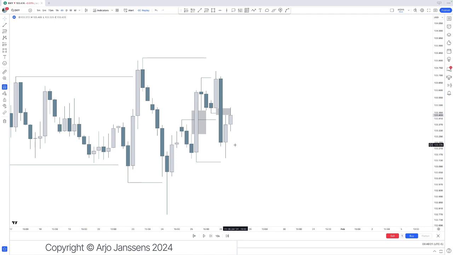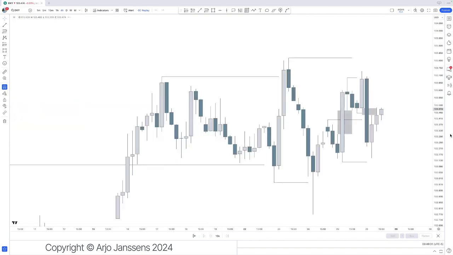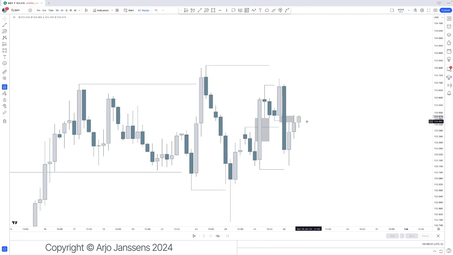I do not want to trade that right there, simply based on the premise that fair value gaps have not been following through as well. Then what do we see? We see market price closing right there.